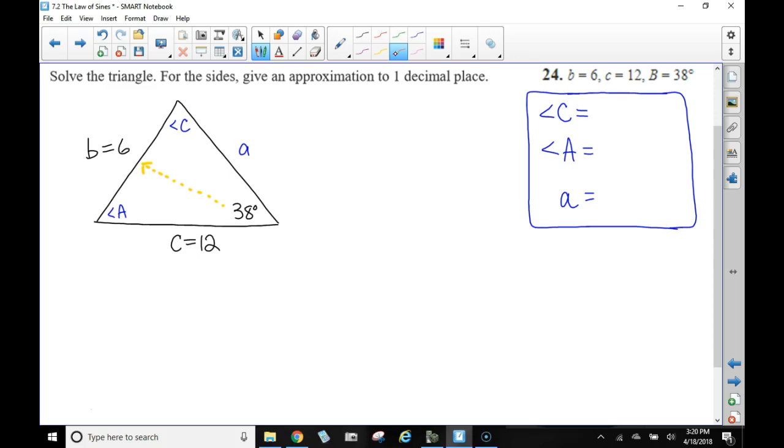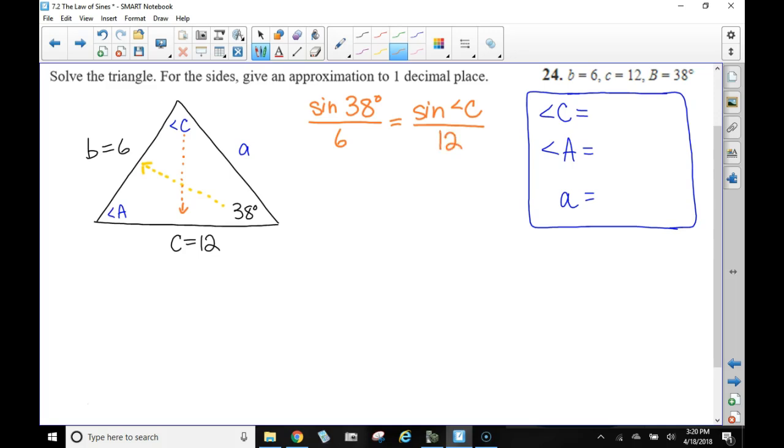Okay, I'm going to use the law of sines. I'm going to set it up to where I have the sine of my given angle, 38 degrees, is to my given side opposite of that, 6, as the sine of, what I need to use here is angle C, which I don't know what that is. I'm just going to write angle C, is to side C, 12.